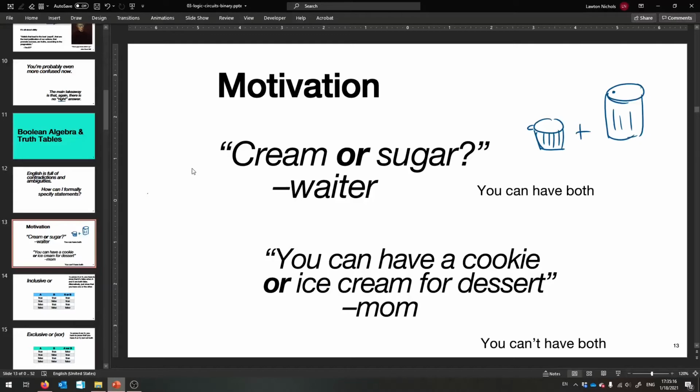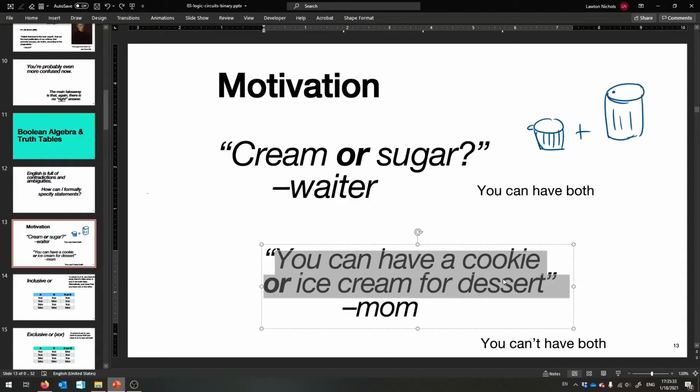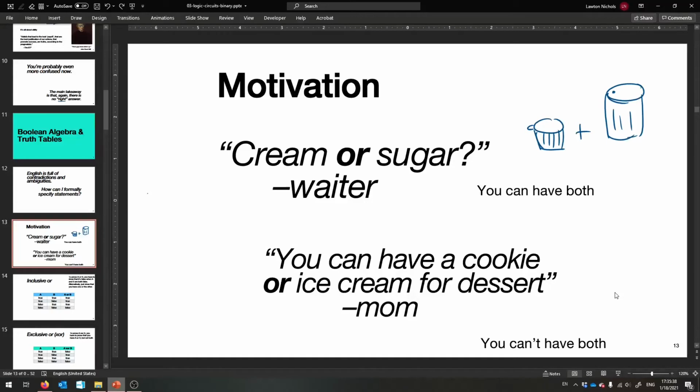I'm trying to motivate to you why we should use something other than English right now, because I'm showing you two different ways to interpret the word or, okay? That's where I'm going with this. The other interpretation is, okay, another situation where you could hear the word or is, you're done with dinner and mom says that you can have a cookie or ice cream for dessert, okay? And I'm pretty sure you understand, if this happens to you, that you cannot have both, okay? You can have one or the other. You can have your ice cream or you can have the cookie, but you cannot get both, okay?